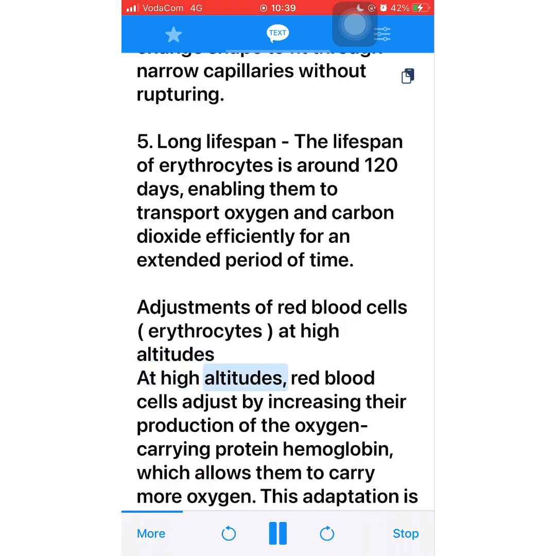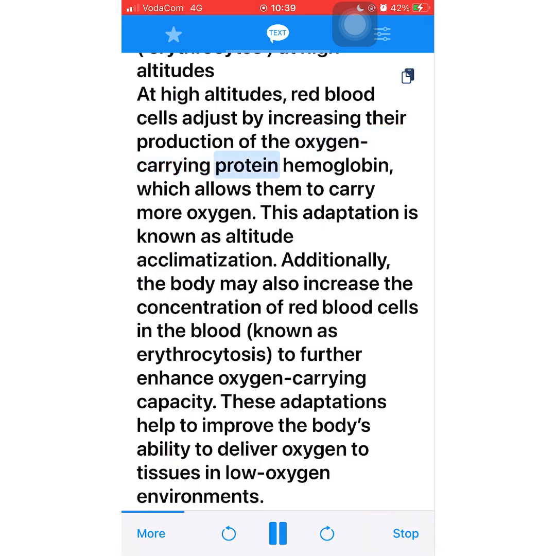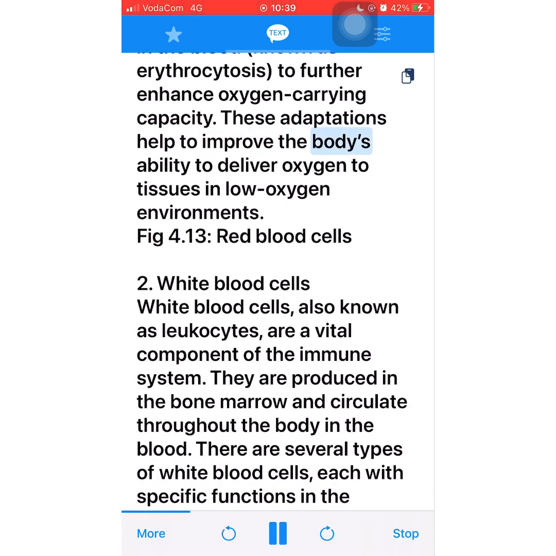At high altitudes, red blood cells adjust by increasing their production of the oxygen-carrying protein hemoglobin, which allows them to carry more oxygen. This adaptation is known as altitude acclimatization. Additionally, the body may also increase the concentration of red blood cells in the blood, known as erythrocytosis, to further enhance oxygen-carrying capacity. These adaptations help to improve the body's ability to deliver oxygen to tissues in low-oxygen environments. Figure 4.13, Red blood cells.